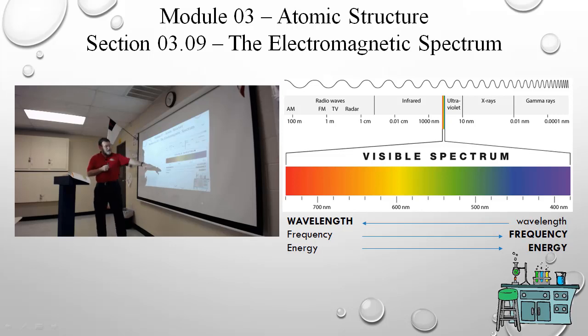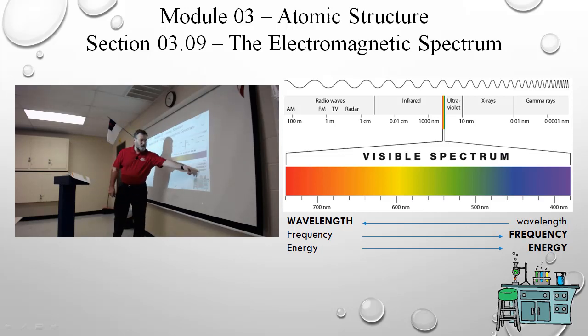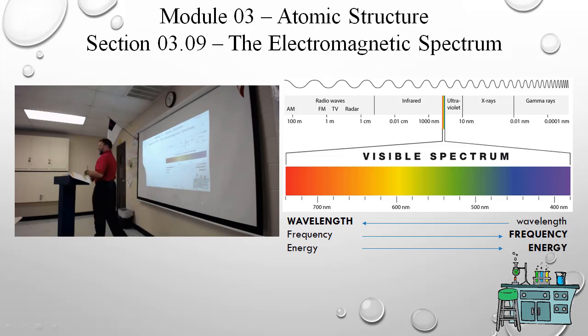But we also said that frequency and energy are directly proportional. So when the frequency is low, the energy is low. When the frequency is high, the energy is high. Which means when the wavelength is big, the energy is small. And when the wavelength is small, the energy is big. Those basic relationships are what you need to keep straight. Energy directly related to frequency, which is inversely related to wavelength.